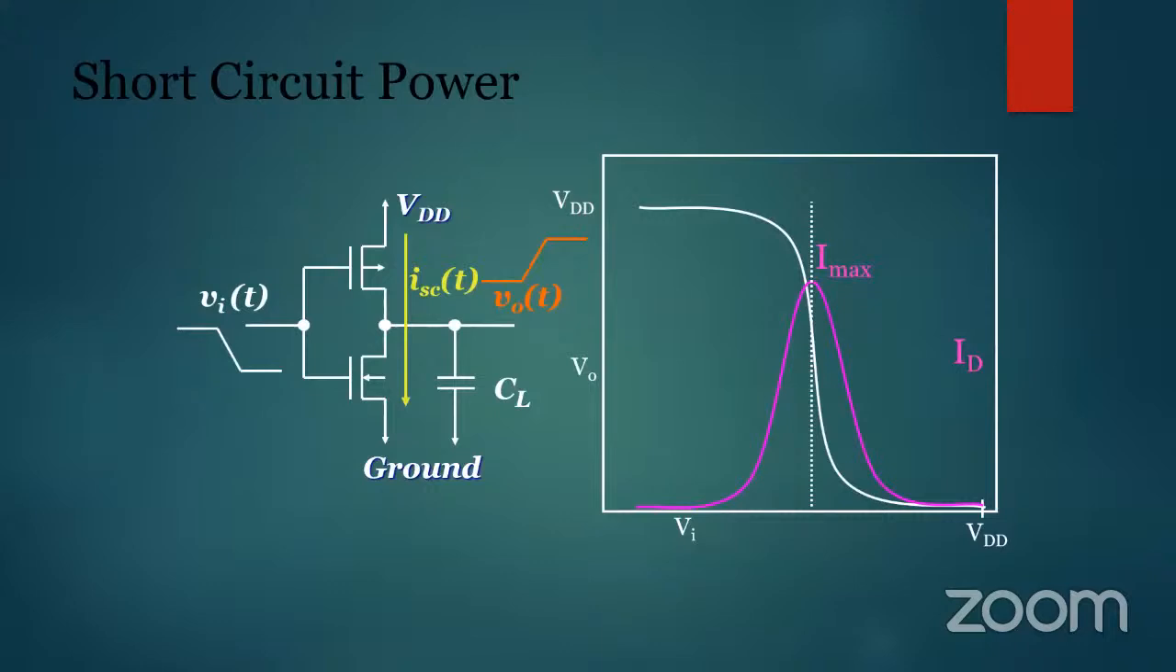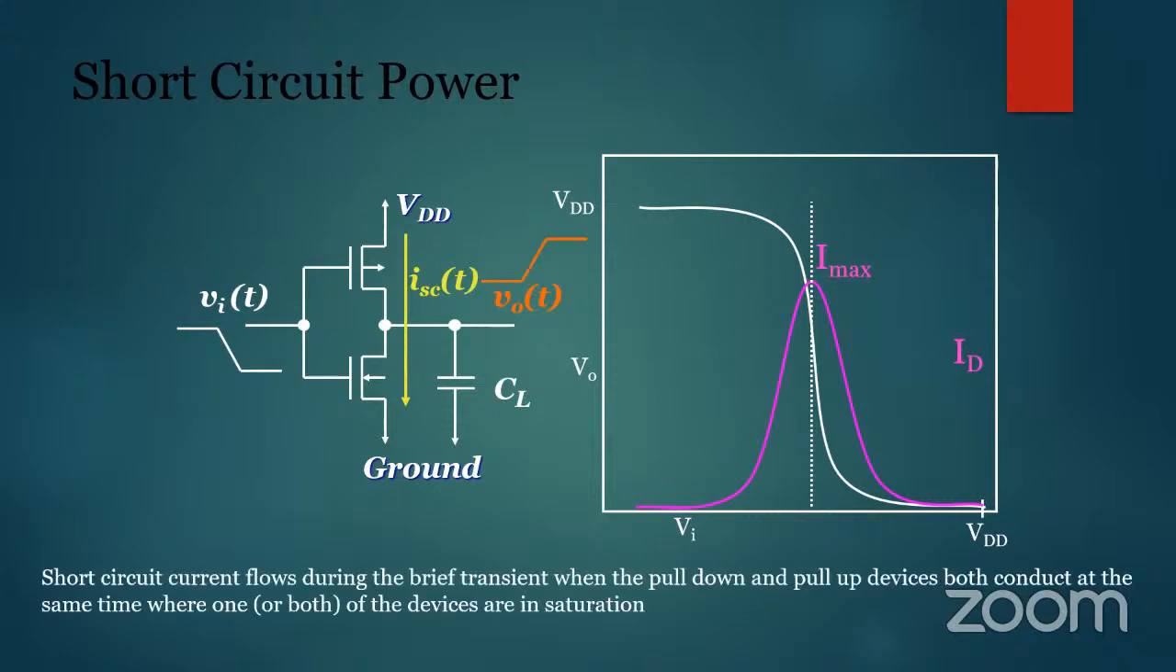This also I've already told you. Between high input and low output, and high output and low input, during the transition the two transistors are on for some time, and both are in saturation. At that time this current flows because VDD is connected to ground. There is a direct connection between VDD and ground. Short circuit current flows during this time period.